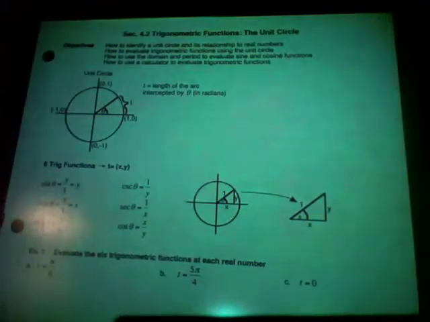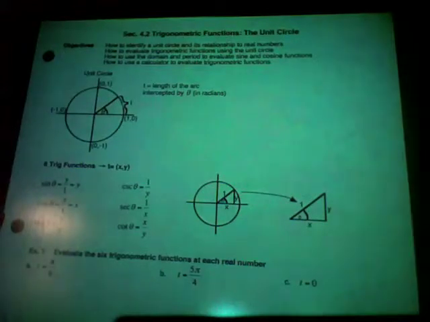So section 4.2, we're going to find sine, cosine, and tangents of various radian degrees. It's very exciting. Well, yes. You're going to have to know SOHCAHTOA. But I'm also going to show you how not to memorize your unit circle.